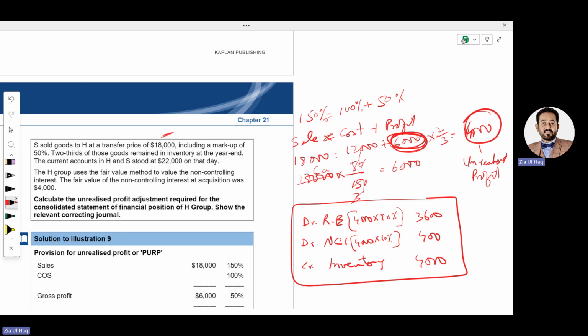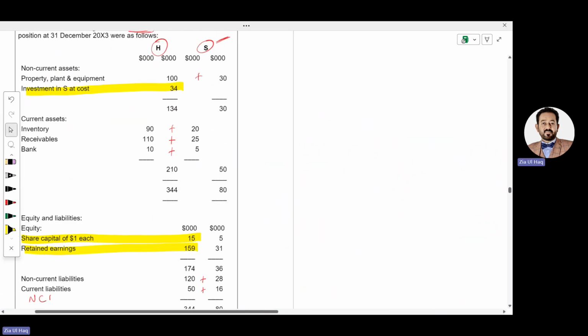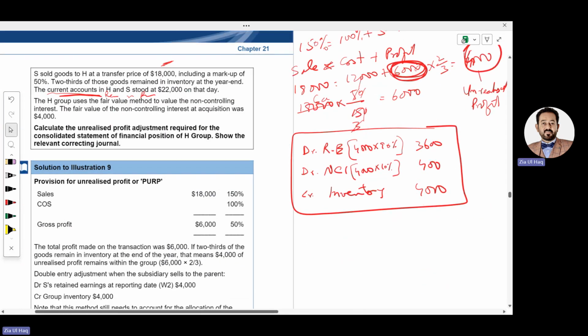The current account in H&S stood at 22,000 on that date. What is current account? Current account is relating to debtors and payables, mean receivables and payables. That we need to deduct from receivables and payables, mean from here we will deduct 22 and from current liabilities we will deduct 22. And that 4,000 will be deducted from inventory. Can you understand this? Current account mean relating to receivables and payables.